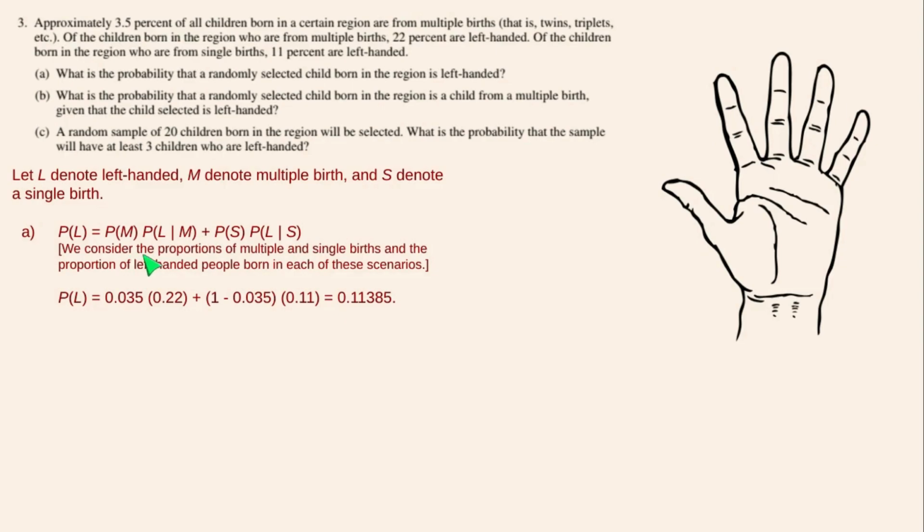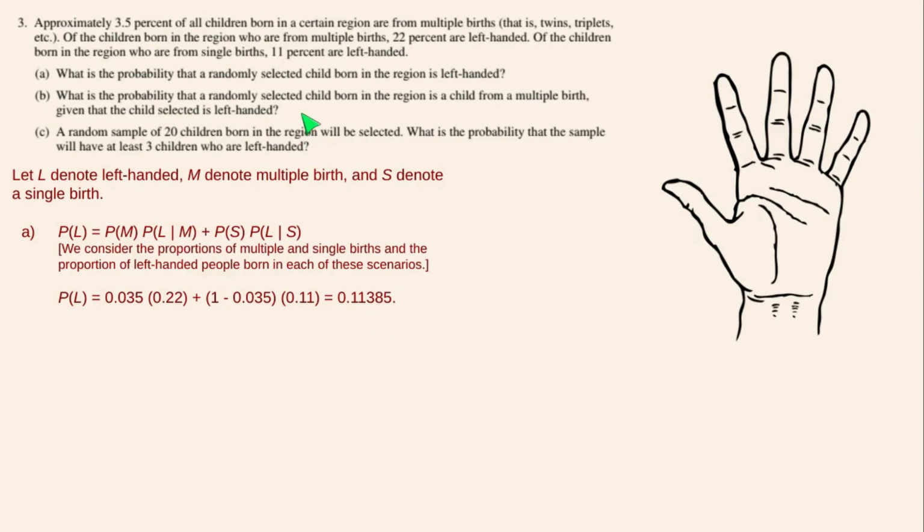We are considering the proportions of multiple and single births and the proportion of left-handed people born in each of these scenarios. If we were to do that, the proportion of multiple births is 3.5%, as the problem says. The probability of being left-handed given you're in a multiple birth is 22%. The probability of being in a single birth is the complement of being in a multiple birth, which would be 96.5%, and the probability of being left-handed in a single birth is 11%. Put it all together, you have 11.385%, or 0.11385. Now let's look at letter B.